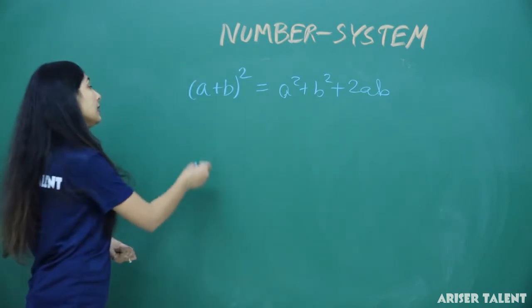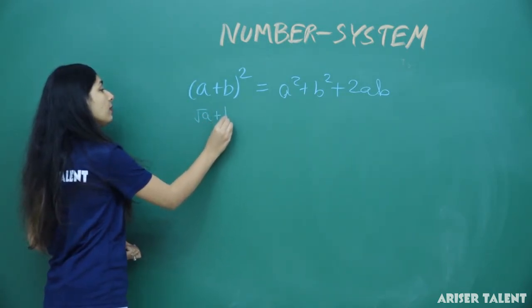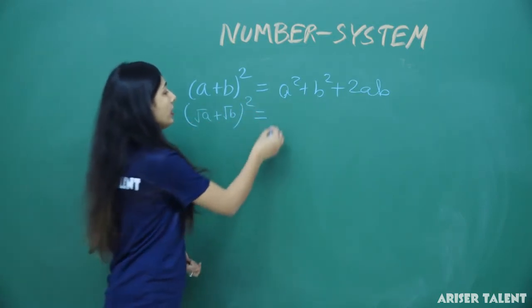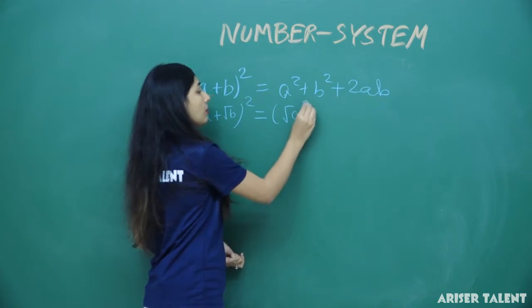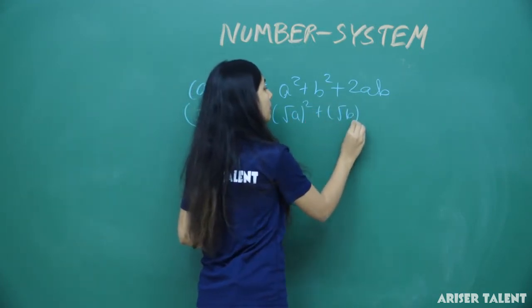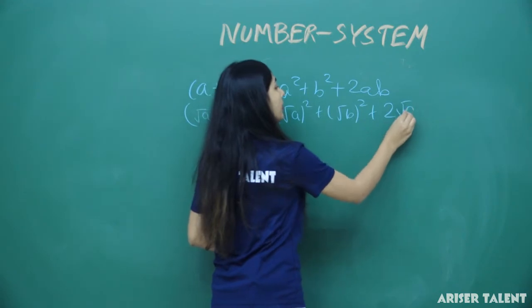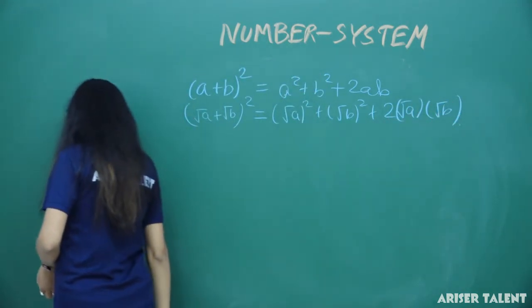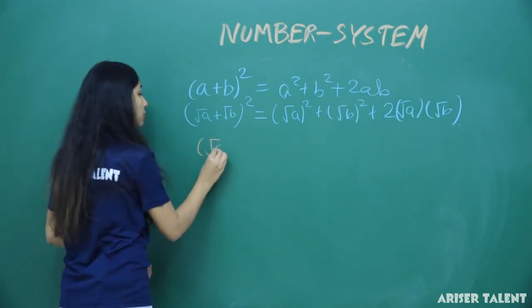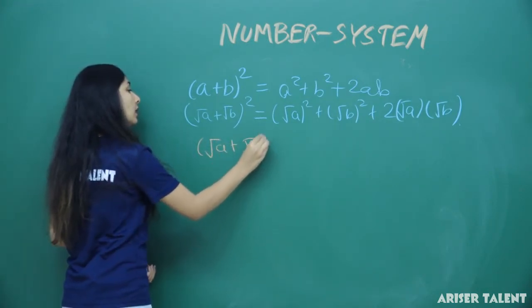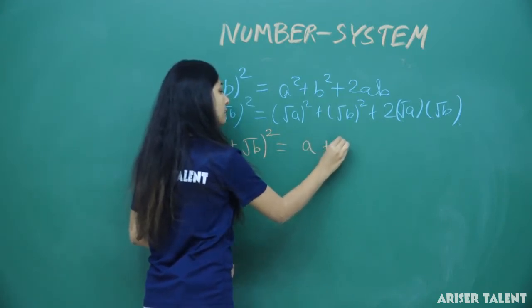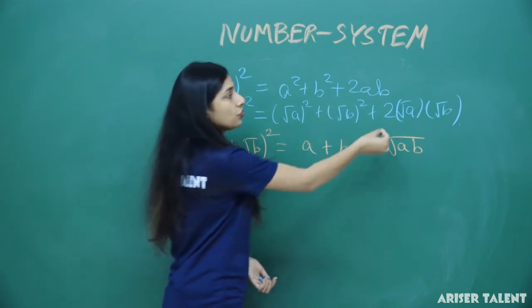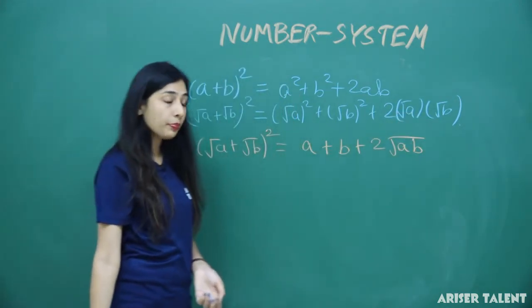Now can you tell me, will these identities work in root cases? Yes, they will. That means root a plus root b whole square will be equal to root a square plus root b square plus 2 root a and root b. That means I can cut it short: root a plus root b whole square will be nothing but a plus b plus 2 root of ab. Why root of ab? Because root a times root b equals root ab.